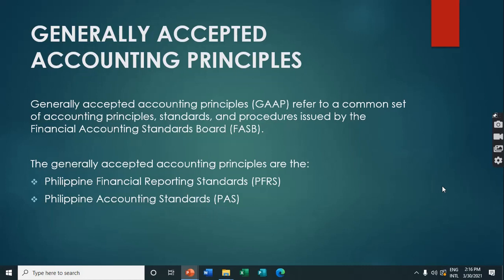So, GAAP are our guiding principles as accountants. On how our accountants are able to record transactions appropriately. So, it actually helps for consistency and uniformity of recordings in accounting. So, that is your generally accepted accounting principles. So, isa-isahin natin yung mga accounting principles and concepts natin.